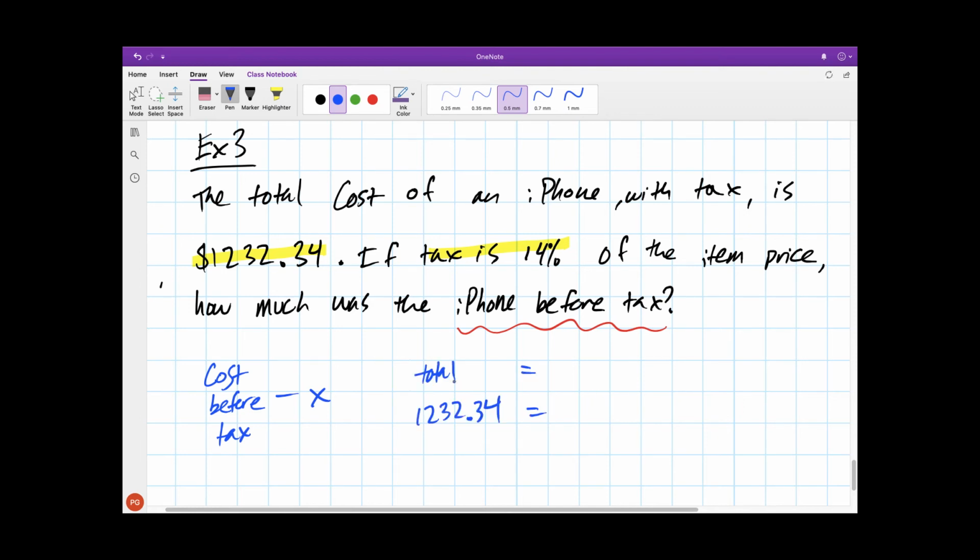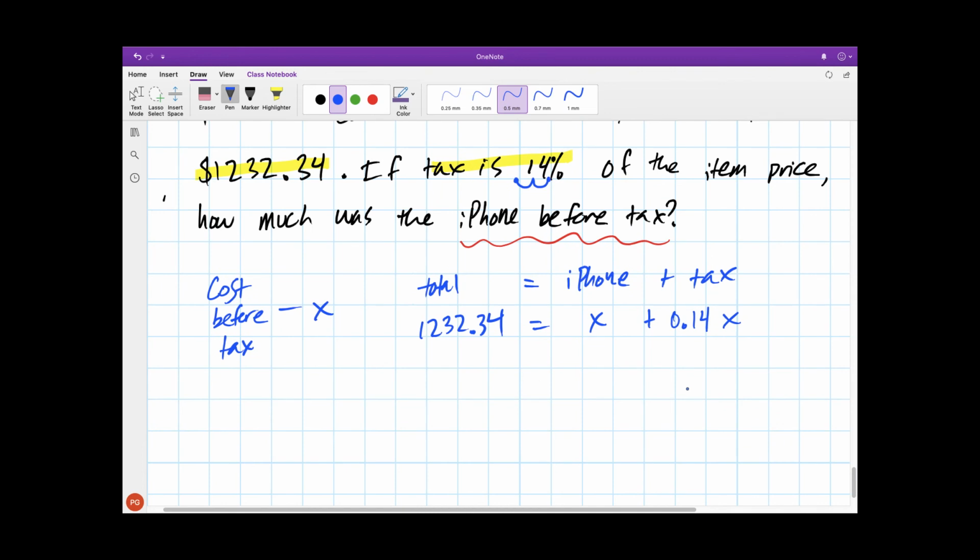Now we know the total price, which is $1,232.34, is going to be the cost of the item, our iPhone, plus the tax. Now we know that the iPhone is just x. Tax is 14% of the cost of our iPhone. To get a percentage of a number, what we need to do is multiply x by 14%. But we need to turn this 14% into a decimal. To turn it into a decimal, we take our decimal place and move it back twice. So this would actually be 0.14 as a decimal. And there we go, we have our equation.